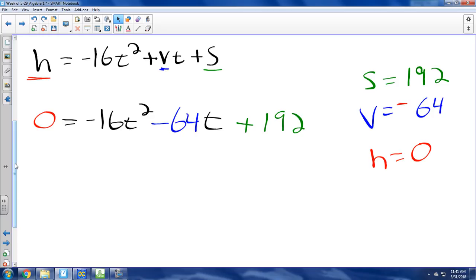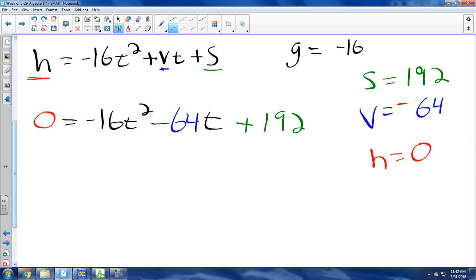And the question becomes, the negative 16 is the gravity. So gravity is always going to equal negative 16. It's actually negative 32, but we take half of gravity when we do these problems. And every year I say I'm going to tell you why that is, and I always forget to find out why. But we take half of gravity to do these problems.